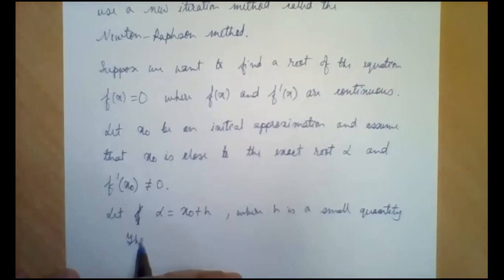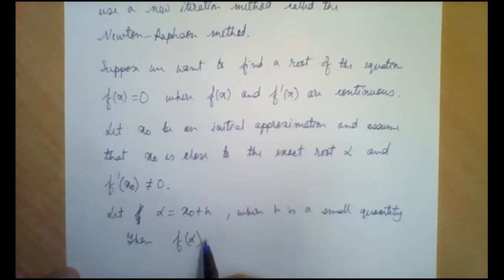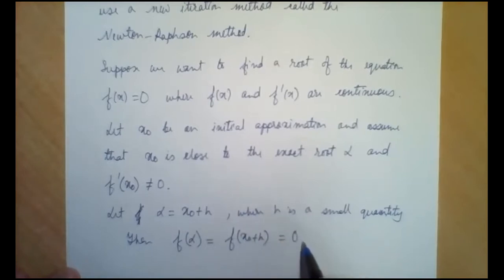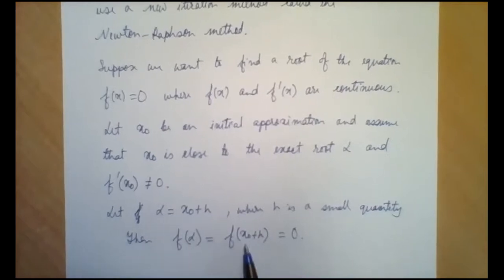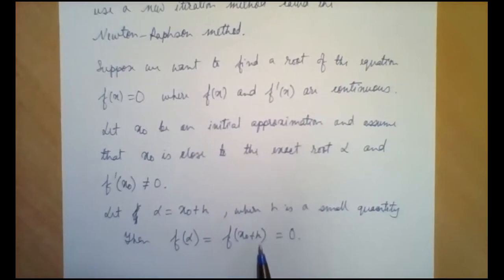Then we know that the value of the function at alpha, since alpha is a root of the equation, should be equal to 0. And this is equal to f of x0 plus h. The distance of alpha from x0 is given by h. And since alpha is a root of this equation, f of alpha should be 0. And what is f of alpha? f of alpha is nothing but f of x0 plus h, where h is a small quantity.